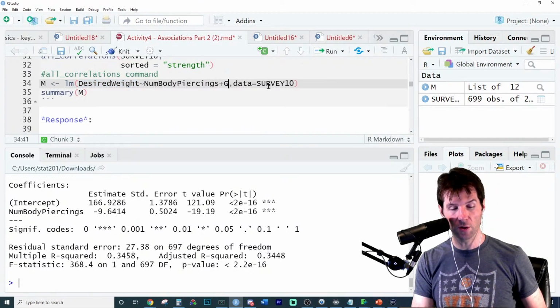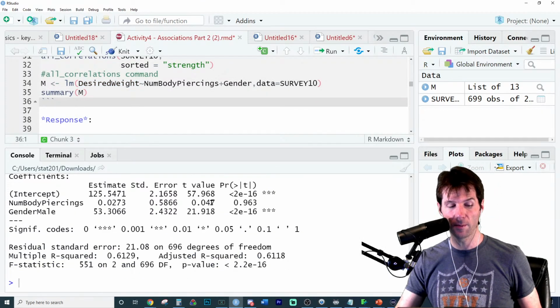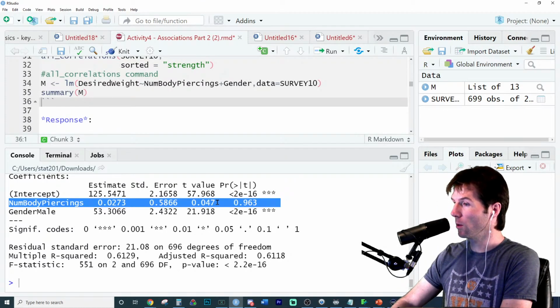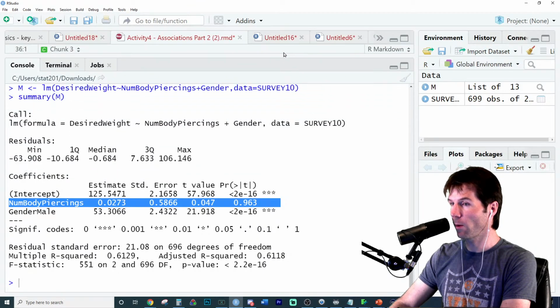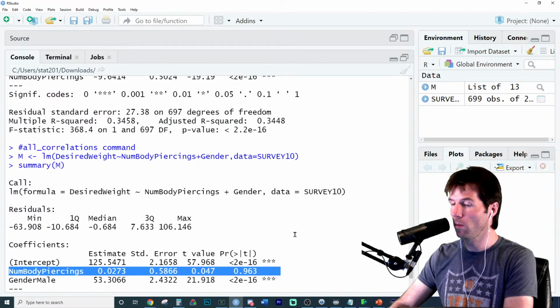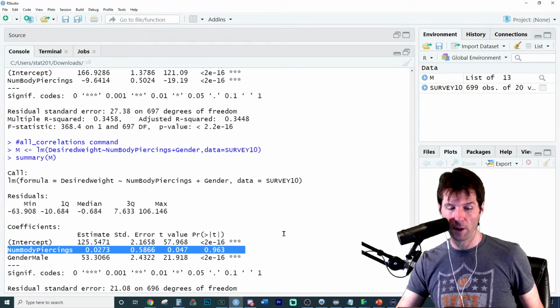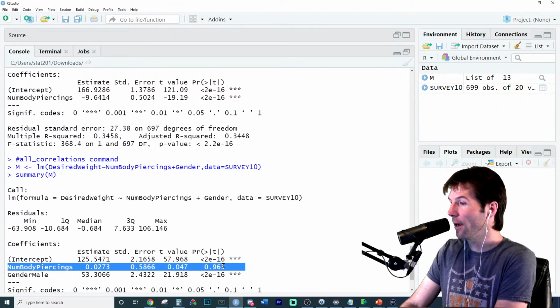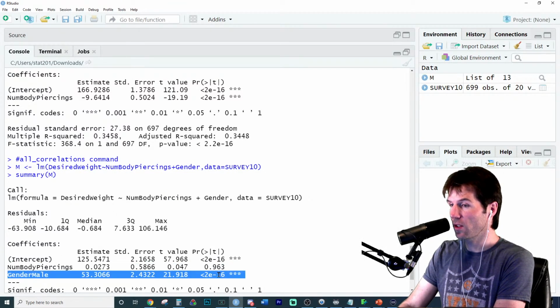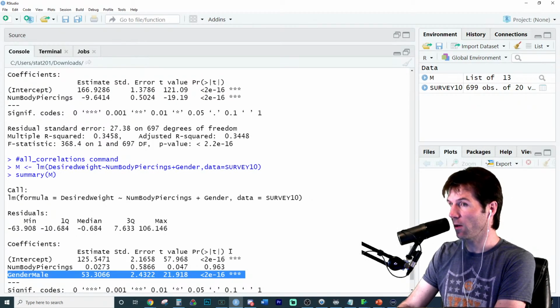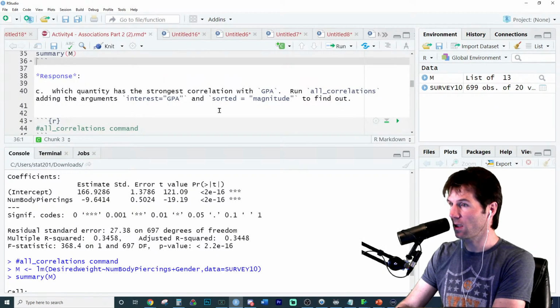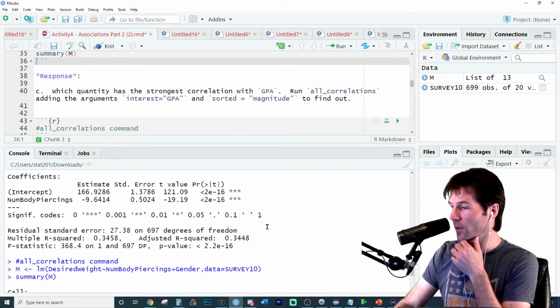But if you add in gender right here, this is why gender is the lurking variable. Number of body piercings is no longer statistically significant. So the real variable that's doing the explaining would actually be gender. This is multivariate statistics, where when we control for gender, you see that gender is actually doing the explaining. Where body piercings looked significant, it's actually gender that is significant in this model. And that's how we can show things to be statistically true.